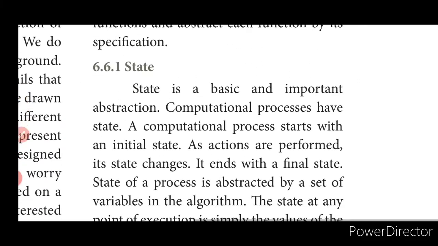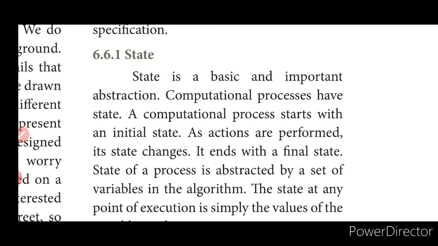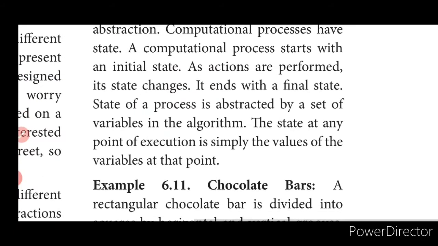What is a state? State is a basic and important abstraction. Computational processes have state. A computational process starts with an initial state. Actions are performed. Its state changes, and it ends with a final state. State of a process is abstracted by a set of variables in an algorithm. The state at any point of execution is simply the values of the variables at that point.